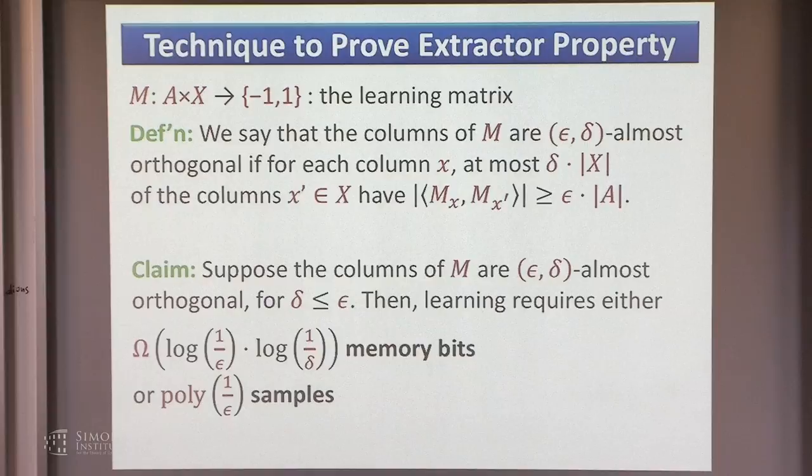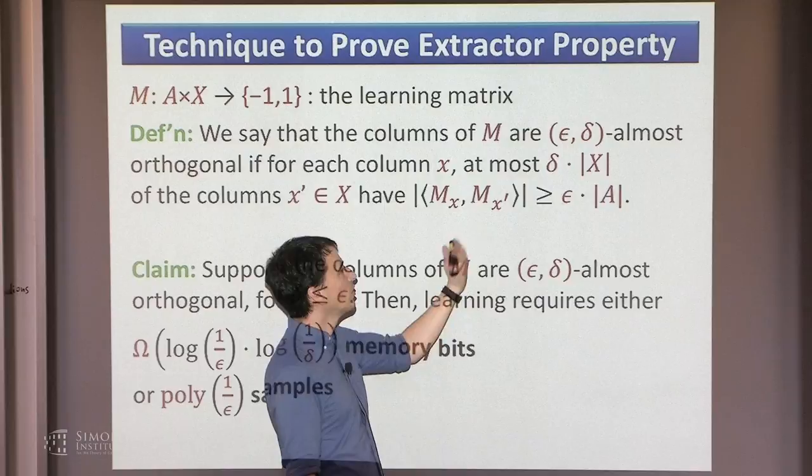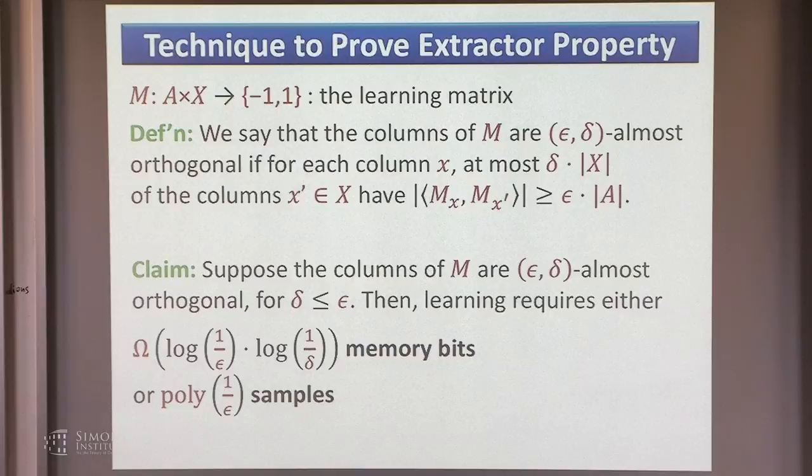Okay. What are the most useful techniques to show that something is an extractor? This is actually how all our applications are proved. So this is well known and was previously studied. In order to show that something is an extractor, it's enough to show that the columns are nearly orthogonal to one another. Okay, so we have this notion of epsilon-delta almost orthogonal. We want every column to be almost orthogonal to all but a delta fraction of the other columns. So for every column, at most a delta fraction of the other columns have inner product greater than epsilon with this column. This basically captures this notion.